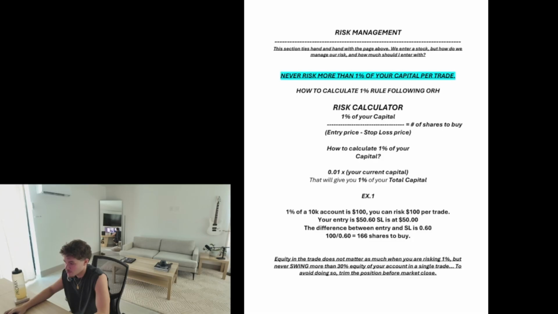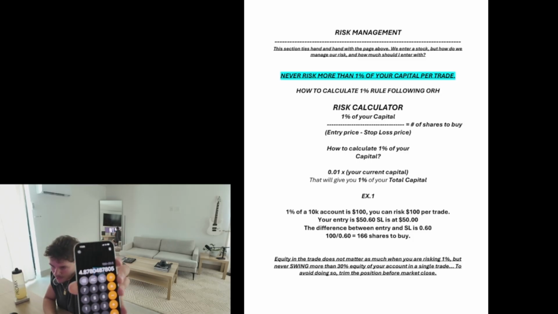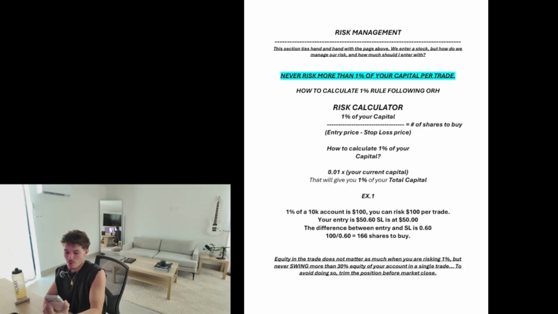Now, let's go back over to our risk calculator and see how many shares we should buy to only risk $100. So now we're going to take 1% of our capital, in this case $100, because that's our max 1% risk. We're going to divide it by the entry price minus the stop loss price, which we got was 20.5. The number you should have gotten if you followed the same equation is 4.87.